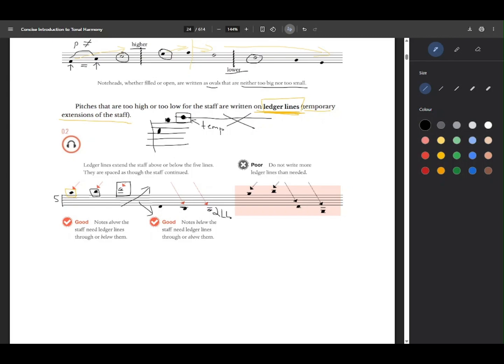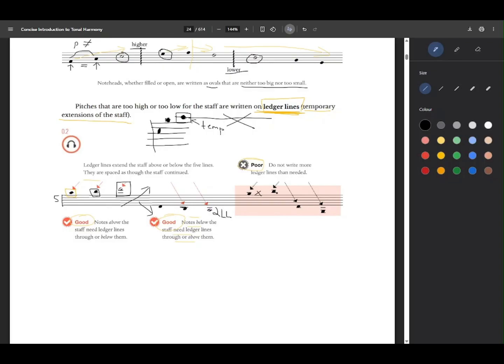Now our book here indicates that these are good examples. Notes above and below the staff need ledger lines. These are both good examples of ledger lines above and below. Poor examples: for example, here we do not need a ledger line since this note is already sitting on top of a line. We do not need a line on top of it to hold it in place.